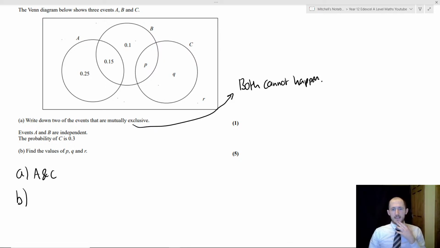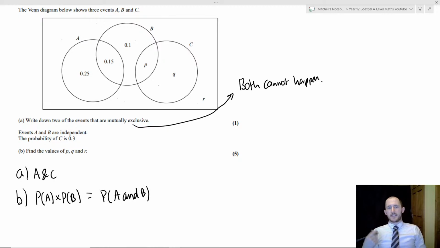Part B says events A and B are independent. The probability of C is 0.3, and therefore we should be able to work out absolutely all of the unknowns. When we say something's independent, it means that the probability of A times the probability of B should equal the probability of A and B. In plain English, it just means that the probability of one thing happening doesn't affect the probability of another thing happening.